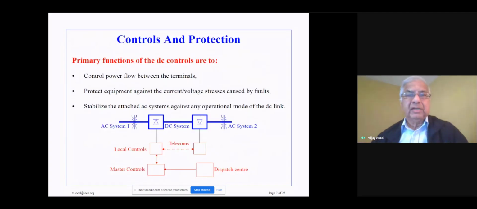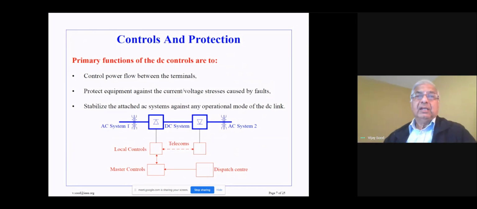The functions of the HVDC controls are as follows. Their primary objective is to control the power flow between the two DC terminals. They also must protect the equipment against any current or voltage stresses caused by any faults. And finally, the controls must also stabilize the attached AC systems against any operational mode of the DC link.